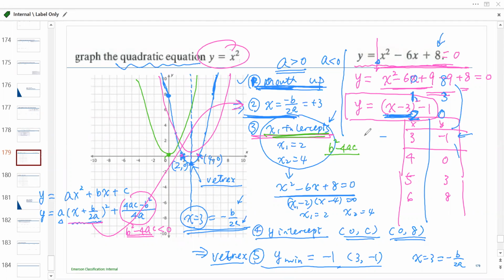If it is greater than 0, we have two x-intercepts. If it equals 0, only one x-intercept. If it is less than 0, there's no x-intercept, right? So that's this part.